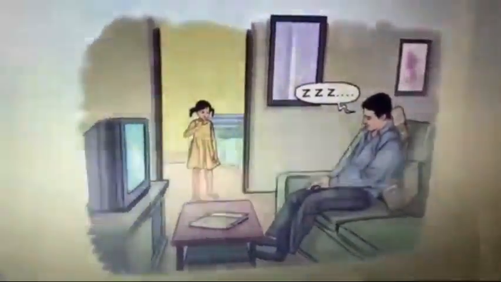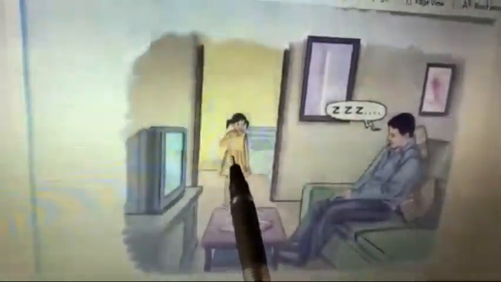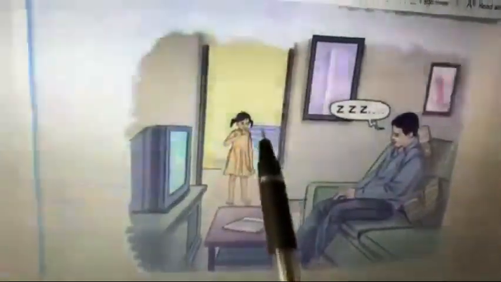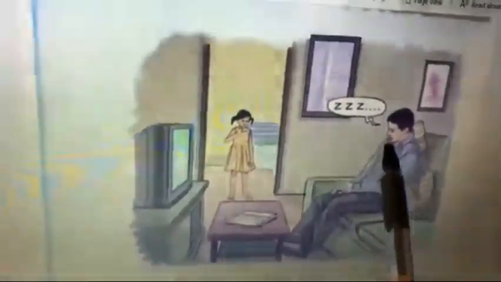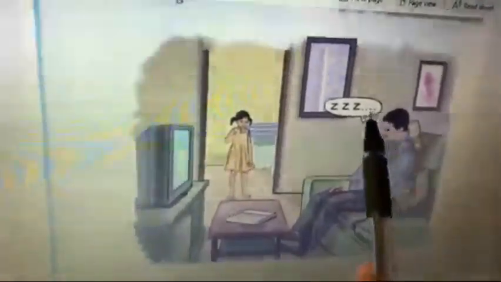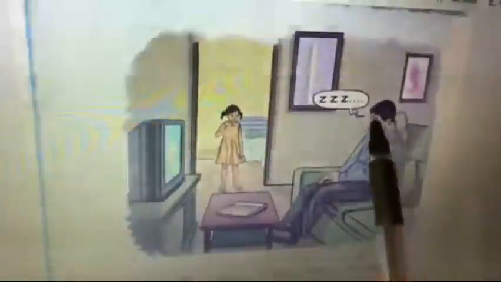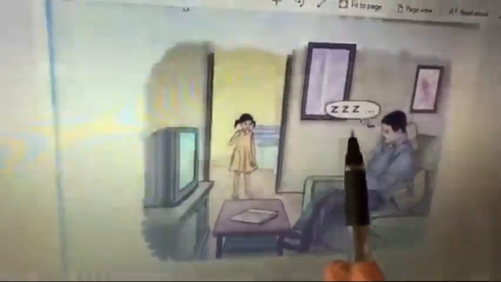Children, now let's talk about the second picture on the same page. Look at this little girl who is standing at the door in her pretty dress. She is thinking about something. Okay, so there is this man who seems to be her father. There's a sound coming out while this man is sleeping. That sound is zzz. I am sure this girl is confused about where this sound is coming from.